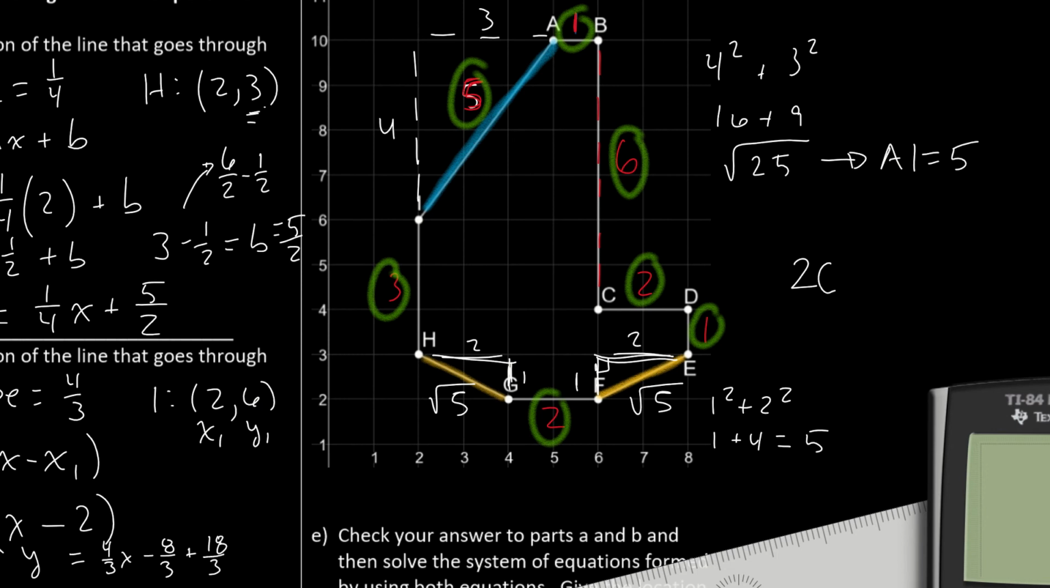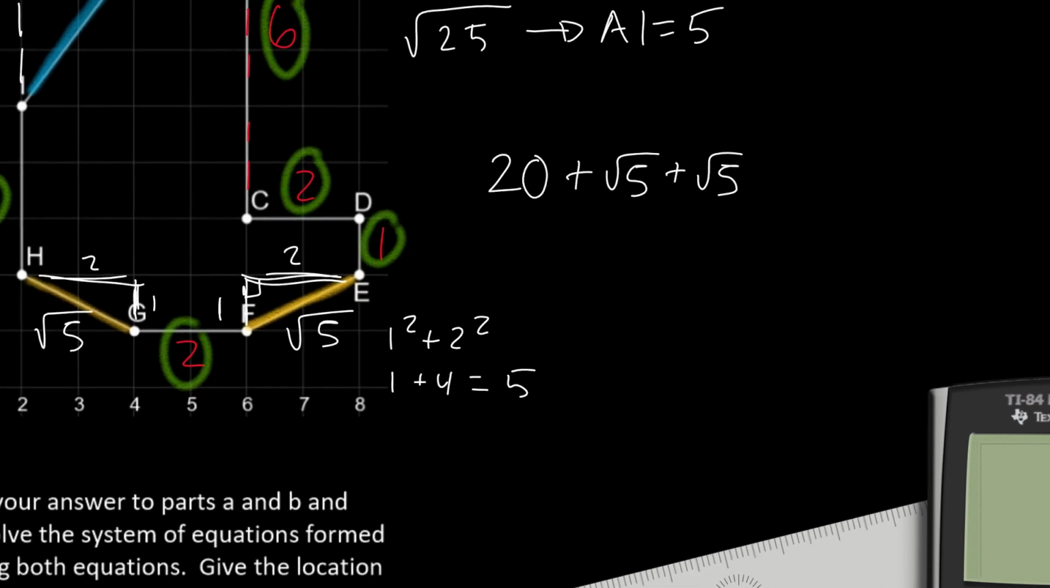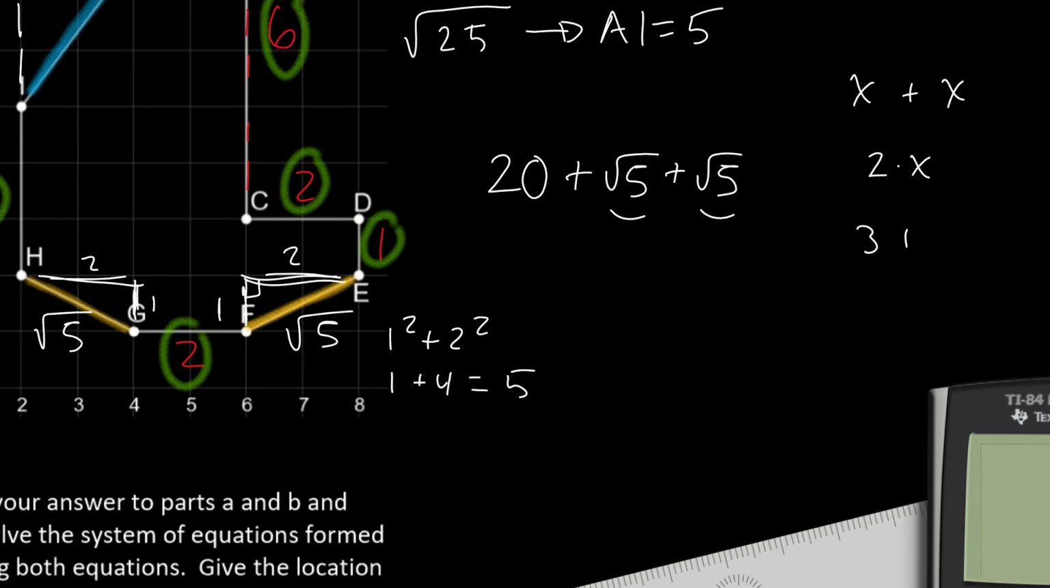All of those are 20, but then I have plus a square root of 5 and plus another square root of 5. I've got 2 of those. And just to help you think about this, when you see that you're adding the same thing twice, like for example, if I had an x plus an x, that's the same as 2 times x, right? Like 3 plus 3 is the same as 2 times 3, that's 6.